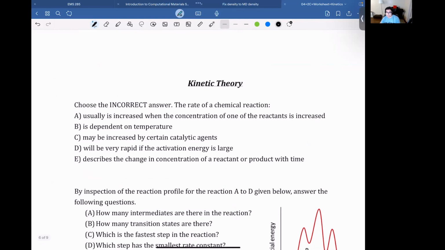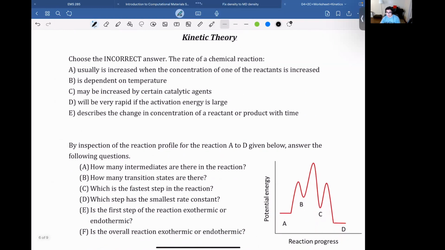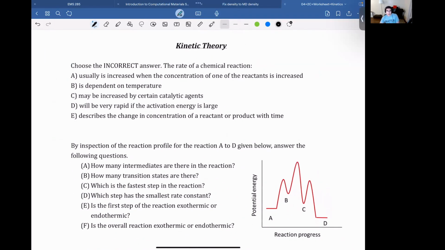This one says choose the incorrect answer. So we're getting into kinetic theory. It says the rate of a chemical reaction A usually is increased when the concentration of one of the reactants is increased. This is true generally, not always true, but very usually that's the case. When you increase the concentration, there's just more of that molecule to collide with stuff. So yeah, usually the rate of reaction increases.